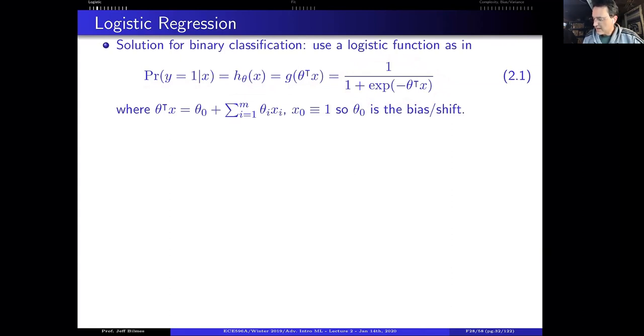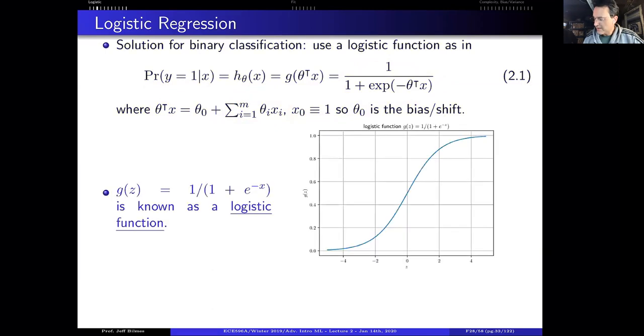In this case, theta transpose x is still the bias plus a dot product. This thing here is the dot product. This is the bias, where we set one of the features to be 1, so we can always have a bias or a shift in the model, and the rest is handled by what's known as the logistic function.